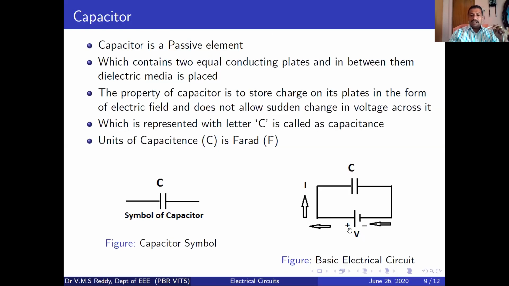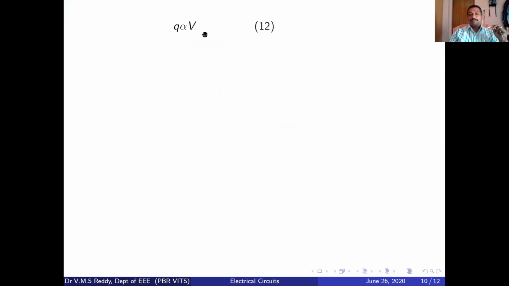We remember, I already told you, whenever we give the excitation, immediately charge is developed between these two plates. How much depends on how much voltage you are applying. So charge is directly proportional to the voltage, Q is proportional to V. Now we replace this proportionality with equality, so Q is equal to C into V, where C is the constant parameter called the capacitance, the property of the capacitor.